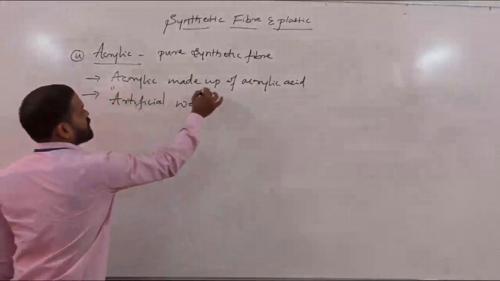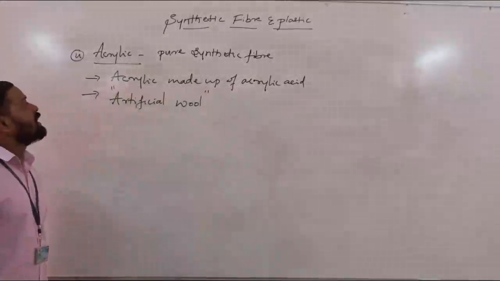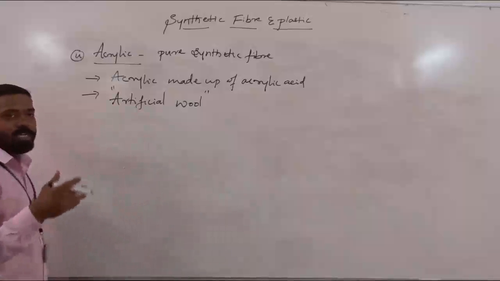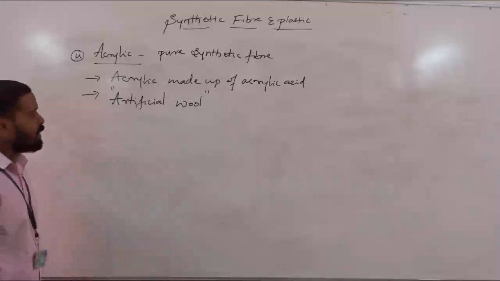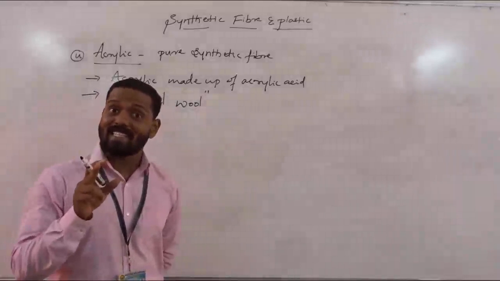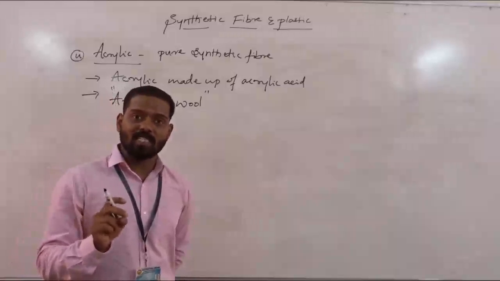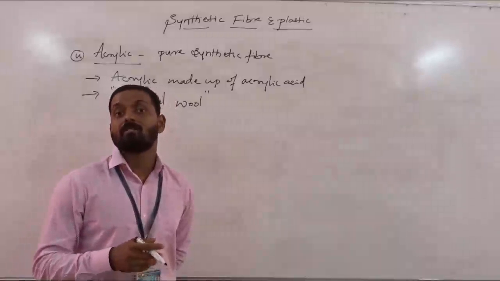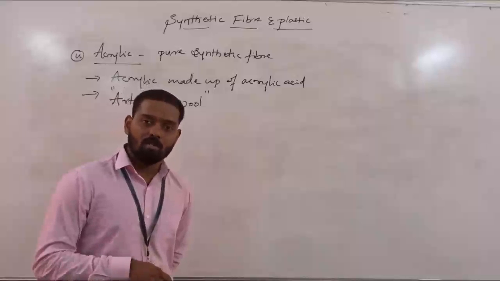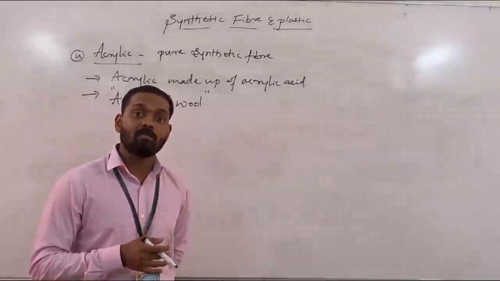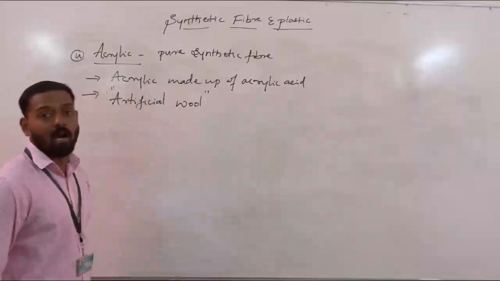In a 1 mark question, if they ask you to name the artificial wool, you have to say acrylic fiber, because it shows similar characteristics to wool. But remember one thing, name the artificial silk: it is rayon. Rayon is called artificial silk because it shows similar properties to silk. Rayon is also lustrous in nature like silk. But acrylic we call artificial wool.